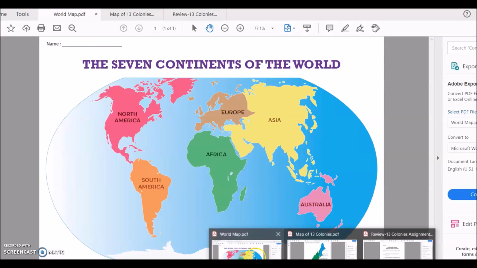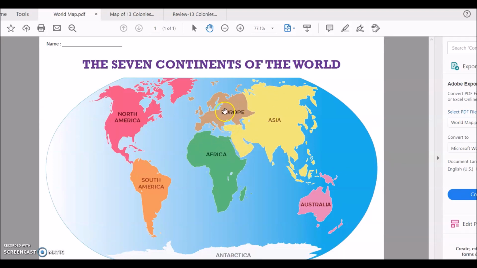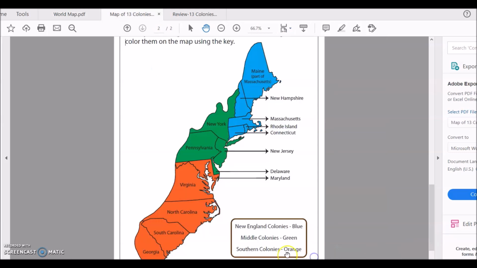So, if we look at the world map, the people who first settled, that means stayed, came to North America and stayed, came from Europe. So England is in Europe. They came from England and they took a ship all the way to North America. That's where we live. So the first people that came from Europe, from England, and stayed here, they took a ship to Virginia.